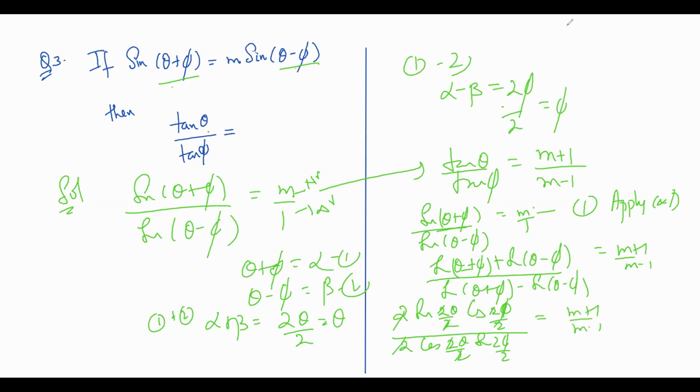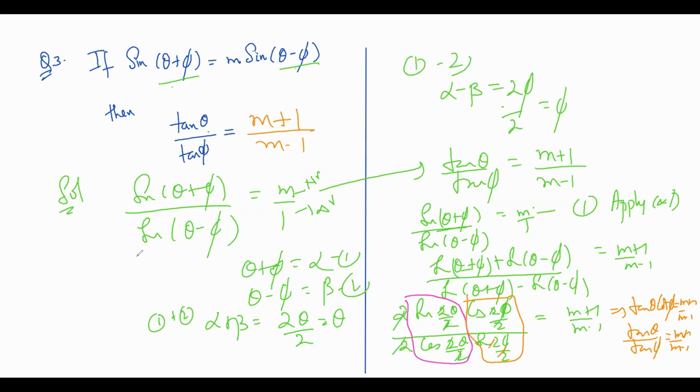this is sine theta upon cos theta, and this is cos phi upon sine phi. So that is tan theta into cot phi is equal to m plus 1 upon m minus 1, or tan theta cot phi, where cot phi is 1 upon tan phi, is m plus 1 upon m minus 1. So there is no need to solve this, but we should know how we solve this. Therefore I solve this. You just directly write this.